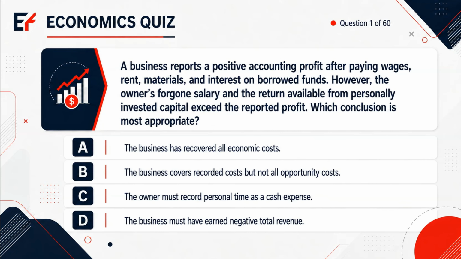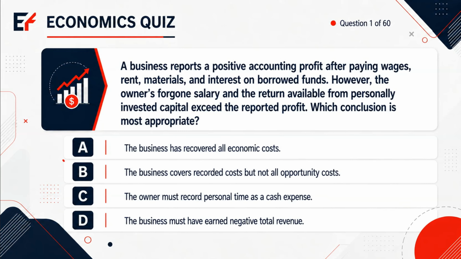A. The business has recovered all economic costs. B. The business covers recorded costs but not all opportunity costs. C. The owner must record personal time as a cash expense. D. The business must have earned negative total revenue. The correct answer is B.